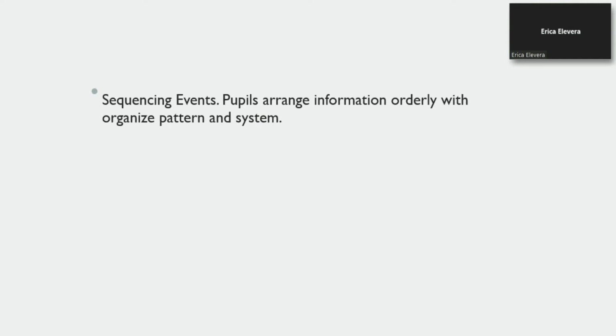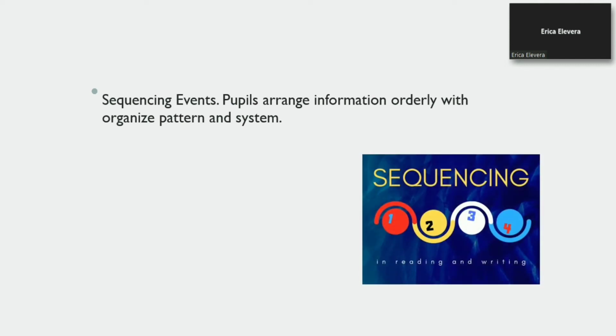Next is sequencing events. Pupils arrange information orderly with an organized pattern and system. For example, first, second, third, fourth, in order to organize their information orderly.